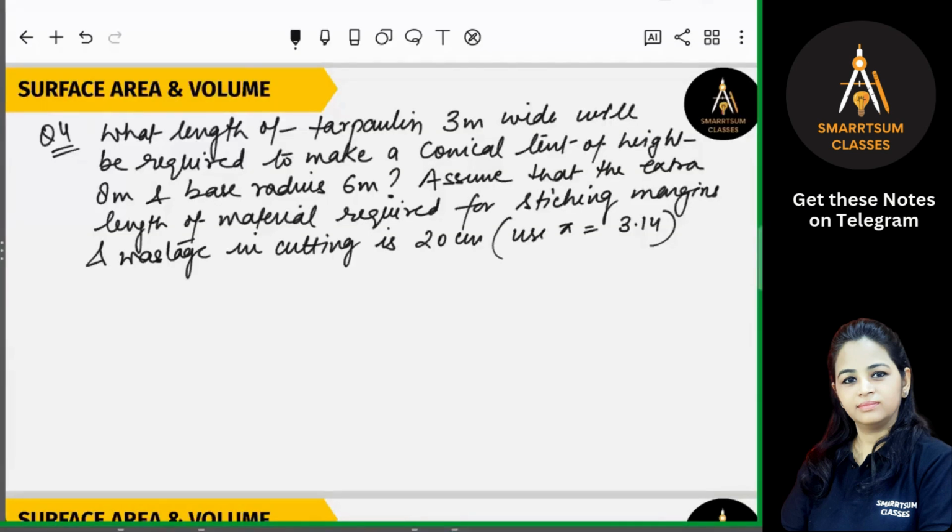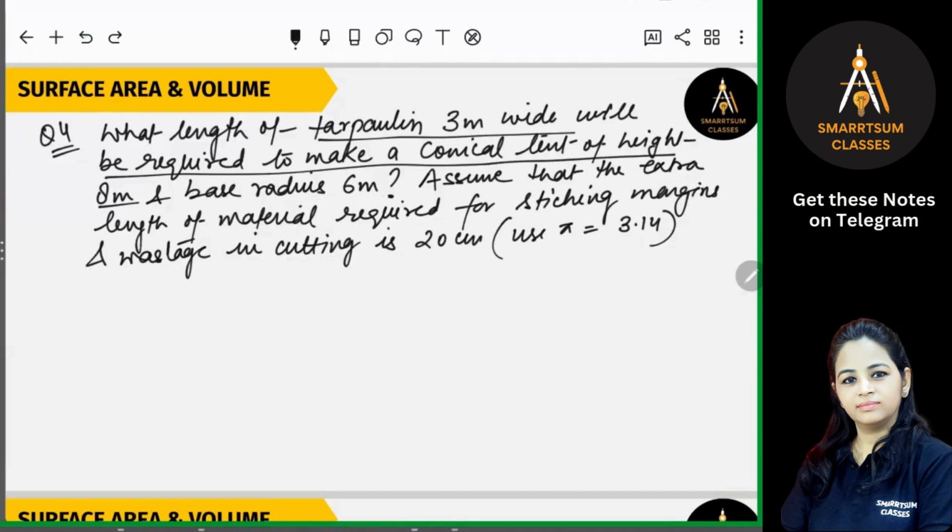So now in continuation, we'll do some more questions on surface area and volume. Look at this question number 4. What length of tarpaulin 3 meter wide will be required to make a conical tent of height 8 meter and base radius 6 meter? Assume that the extra length of material required for stitching, margin and wastage in cutting is 20 centimeter.